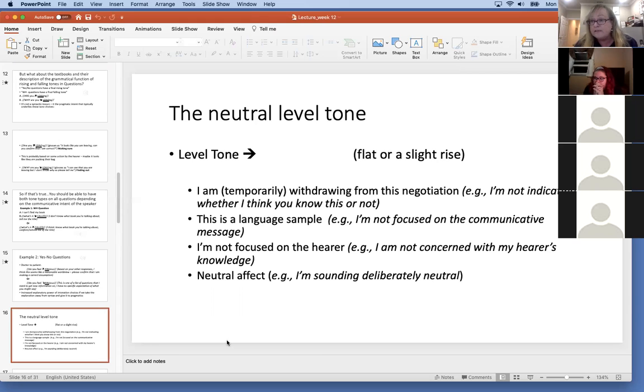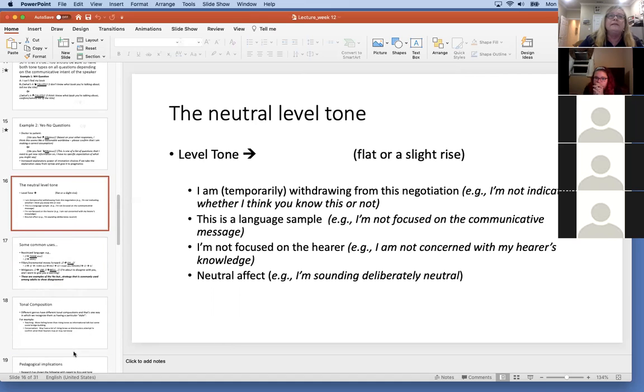It also can be used as a neutral affect to sort of say, you know, I'm deliberately sounding neutral. But of course, if you're deliberately sounding neutral, then your hearer is going to say, depending upon the context, why is this person deliberately sounding neutral? So we'll come to that down here.